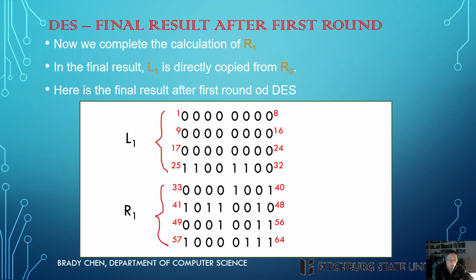Okay, so let's summarize this final result after the first round. So now we complete the calculation of R0, and then in the final result, L1 is directly copied from R0. So this is actually the final result after the first round. Now let's check out the other side. That's the operation on the key side.